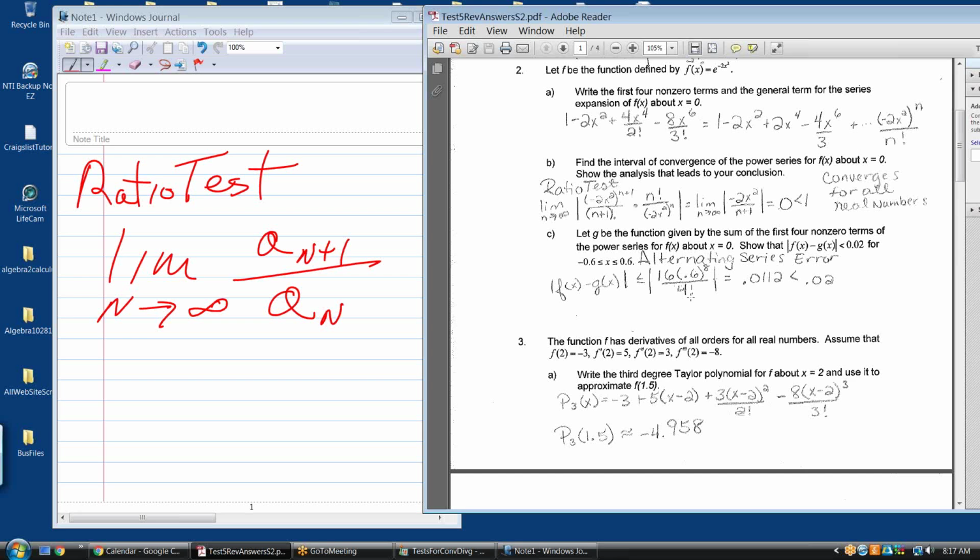So by using the Lagrange error, we've proven it.